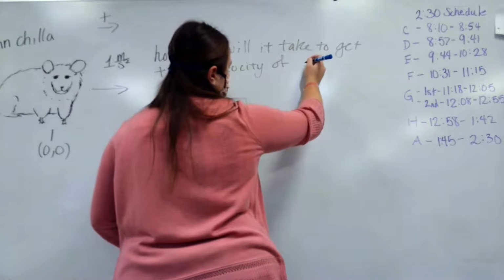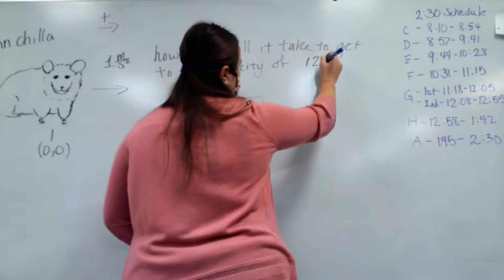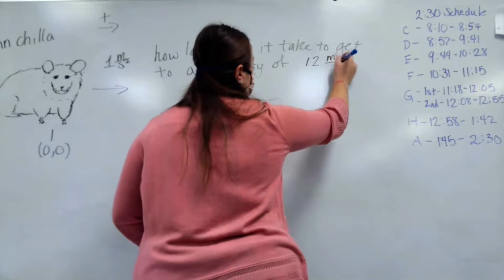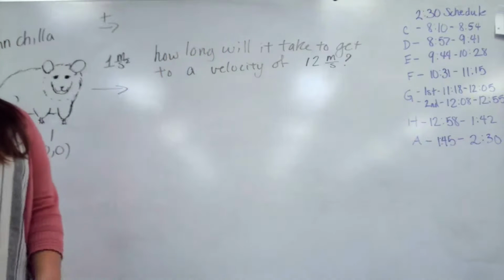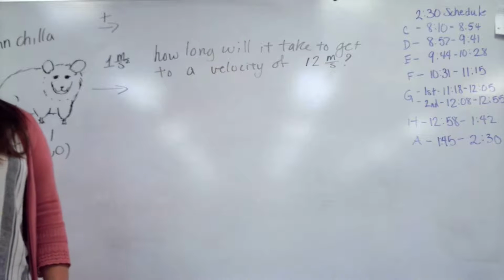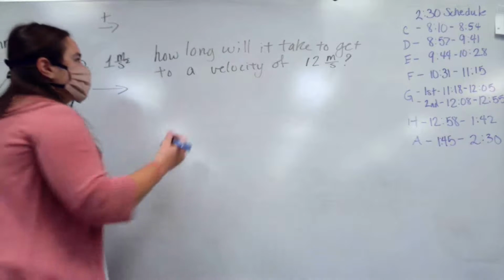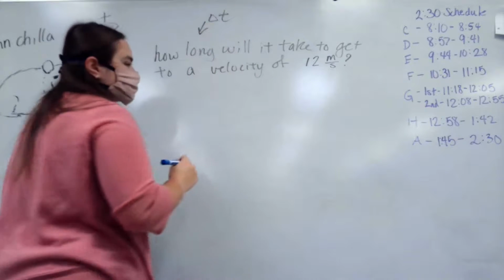Let's say 12 meters per second. Okay? So our variable, since it says how long, the one that we're going to be looking for is going to be our delta t. Okay?